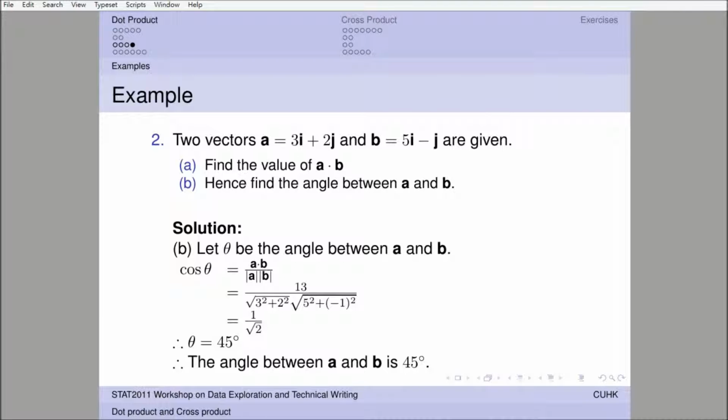Part B. Hence, find the angle between A and B. First, let theta be the angle required. Then, by change of subject, cosine theta equals to vector A dot vector B over length of A times length of B. After calculation, cosine theta equals to 1 over square root 2. Then theta equals to 45 degrees.